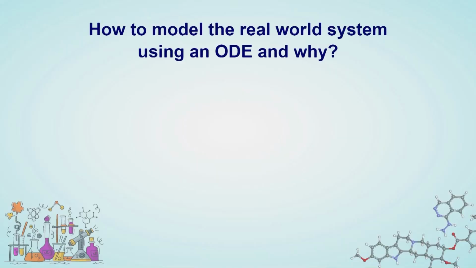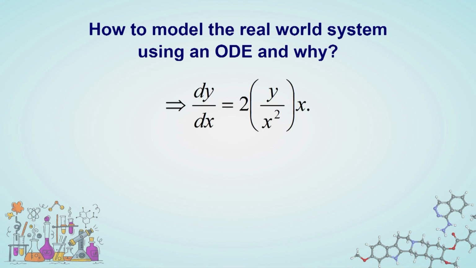Next, we need to understand why this is defined in terms of this equation. In dy by dx, instead of c, we put y upon x square, because y equal to cx square, so c equal to y upon x square. We substitute the value of c as y by x square, into 2x. By simplifying, dy by dx equal to 2y by x. Which one is an ODE?